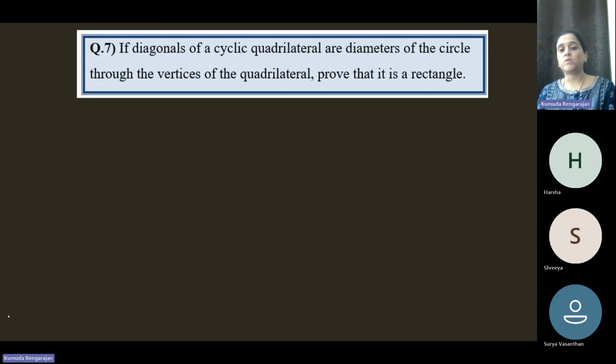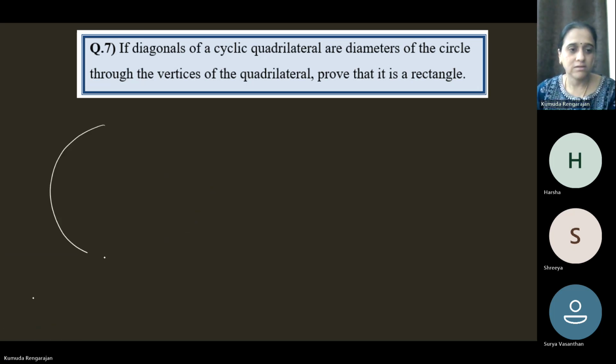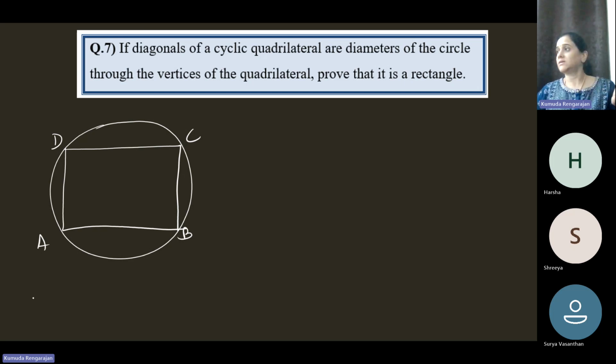If the diagonals of a cyclic quadrilateral are diameters of the circle, okay, let me draw. Now, what is the end thing we'll have to prove? Prove that it's a rectangle. So we need to draw the figure like a rectangle. A, B, C, D. So ABCD is a cyclic quadrilateral.